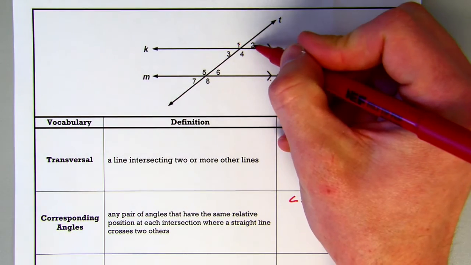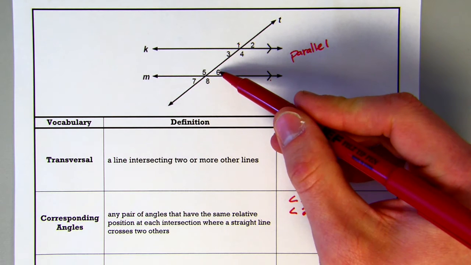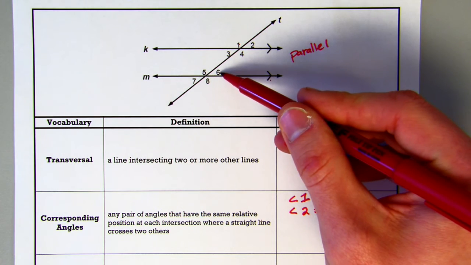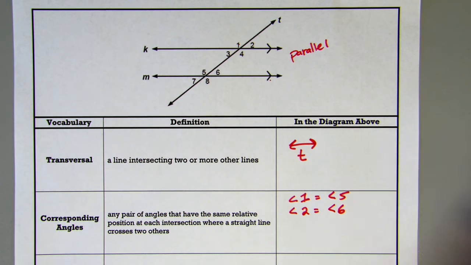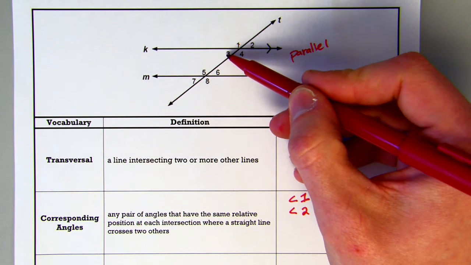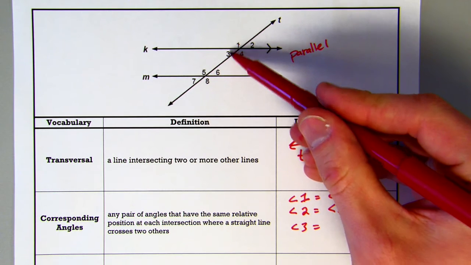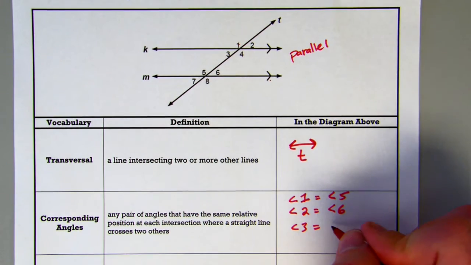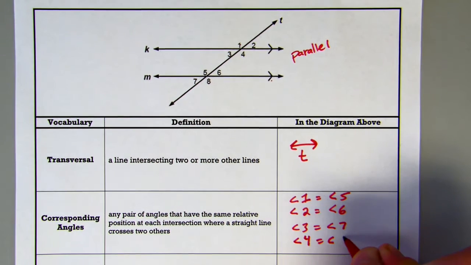We can also do the same thing for angle 2. Angle 2 is a corresponding angle to angle 6. It's above K and to the right of T. This is above M and to the right of T. So it corresponds to angle 6. You can do the same thing for angle 3. It is below K, below the line, and on the left-hand side of transversal T. And then it's below M and on the left-hand side, so angle 7. And lastly, we have angle 4 and angle 8. They are relatively the same position.